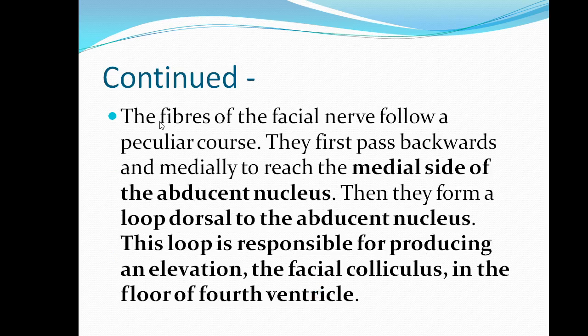The fibers of the facial nerve follow a peculiar course. They first pass backwards and medially to reach the medial side of the abducent nucleus. Then they form a loop dorsal to the abducent nucleus. This loop is responsible for producing an elevation, the facial colliculus, in the floor of the fourth ventricle.